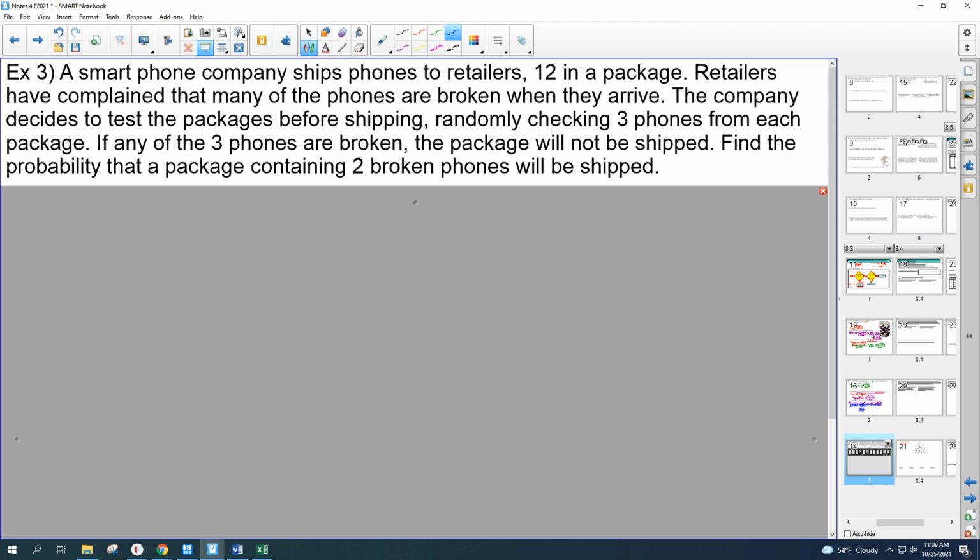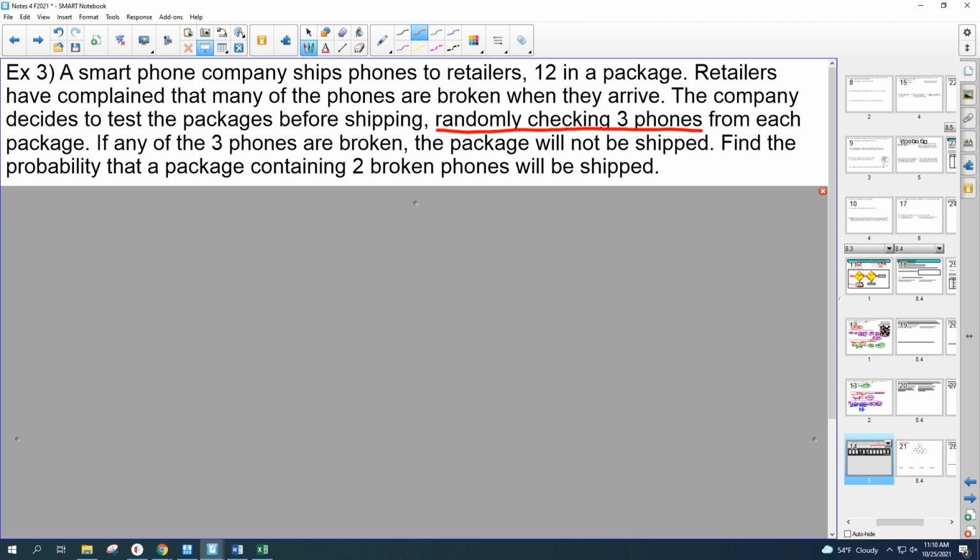But you've got a box with 12 phones in it, right? And you're randomly going to check 3 of the phones. So that's kind of crucial. They're randomly checking 3 phones, and I don't know if they're broken or not. They're just going to randomly check. Who knows? So if any of those 3 phones are broken, the package won't be shipped. Find the probability that a package containing 2 broken phones will be shipped.